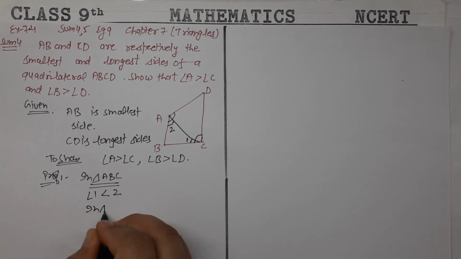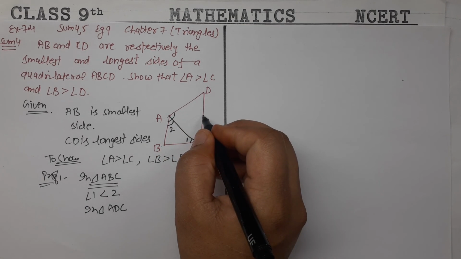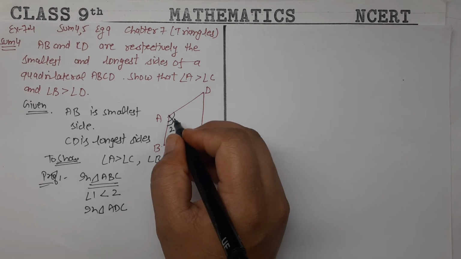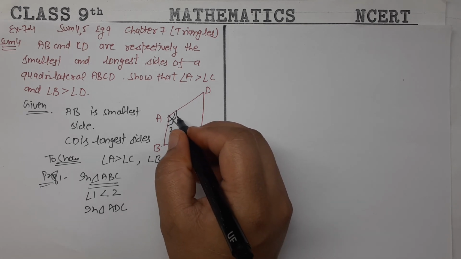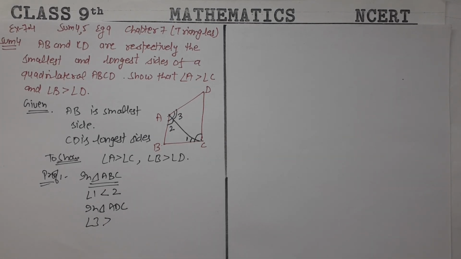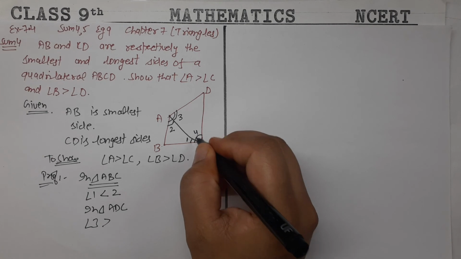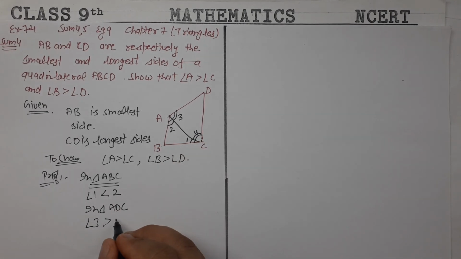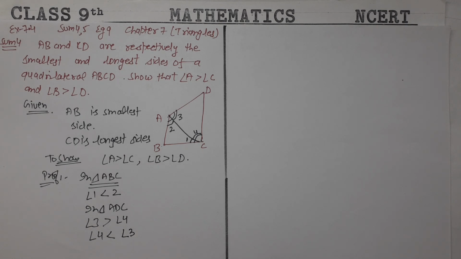In triangle ADC, CD is longest side. In front of CD, angle is 3, which is greater than angle 4. We can write it as angle 4 is less than angle 3. Equation 1. Equation 2.